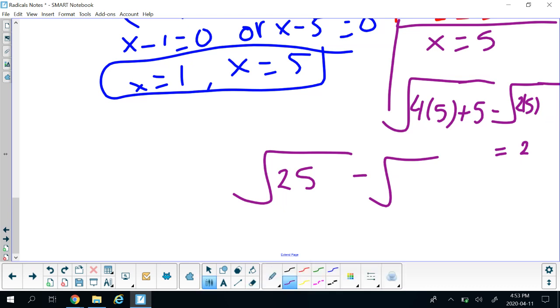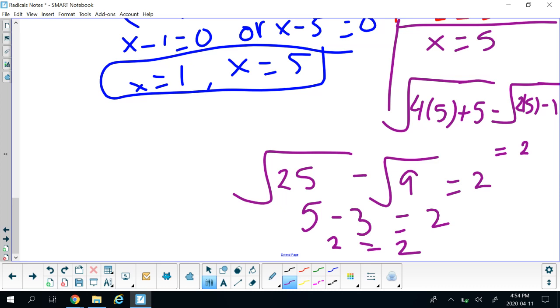That's our original equation. Negative 1. Okay. So 5 times 2 is 10. 10 take away 1 is 9. Square root of 25 is 5. Square root of 9 is 3. 5 take away 3 is 2. 2 is equal to 2. So it means that x equal to 5 is also a solution of this equation. So that's it for our radicals. We are done with radicals. Okay, thank you.